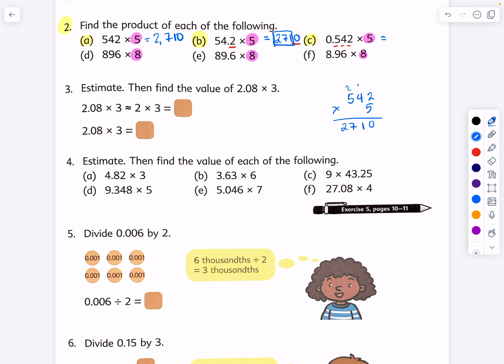And let's see if it makes sense. We are multiplying 54 times 5, right? If we round, this is going to be about 54 times 5. So it makes sense that our answer is a little bit more than 250.